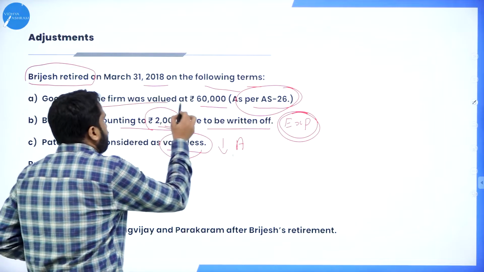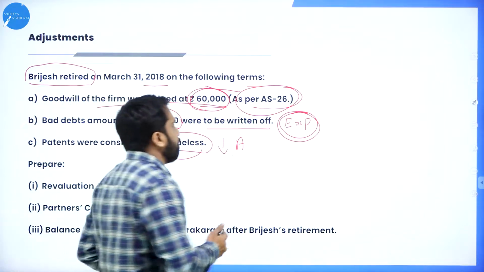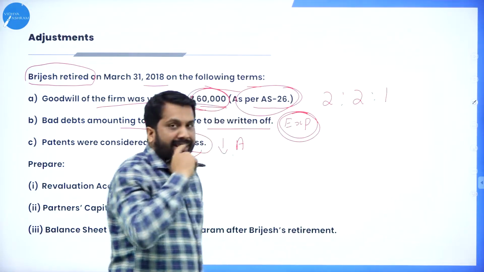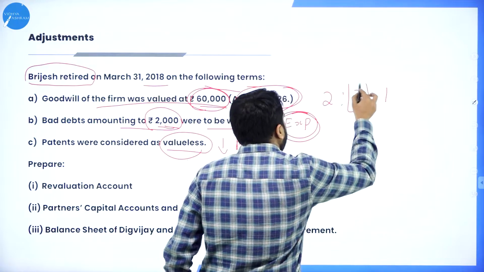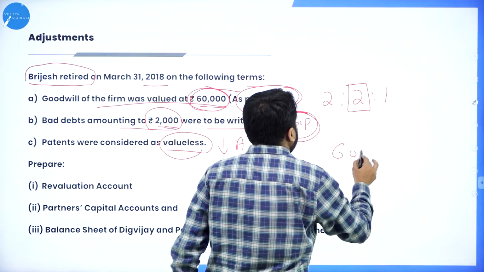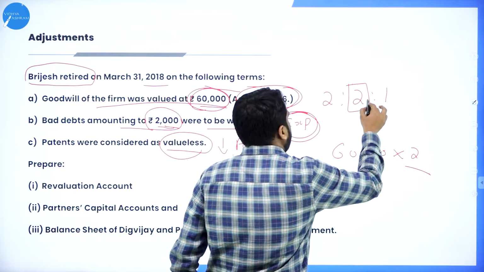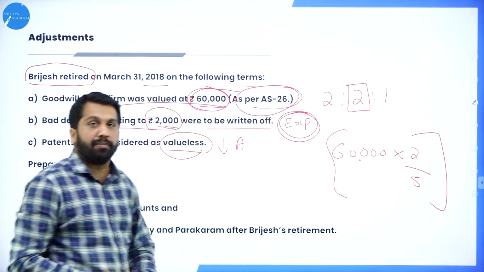Goodwill of the firm was valued at 60,000. What is the ratio here? 2:1. Which partner is retiring? Second partner. What is the ratio now? 2. 60,000 goodwill into 2. 2 plus 2, 4. 4 plus 1, 5. This is your calculation. Hope you are clear.